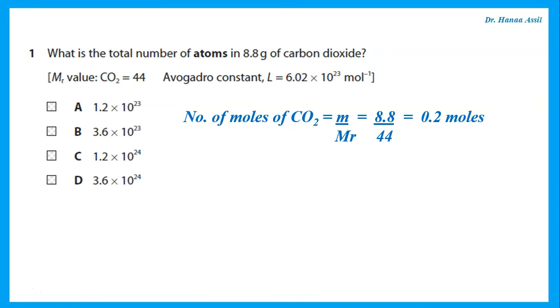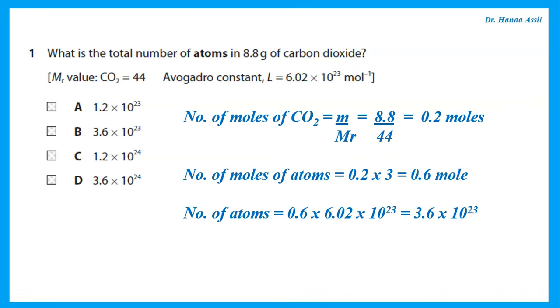We are asked for the number of atoms. Now, 1 mole of CO2 has how many atoms? 1 carbon, 2 oxygens, so 1 mole of CO2 has 3 atoms, and that means this number of moles we multiply by 3 to get the number of moles of atoms. Now we want the number of atoms. We multiply the number of moles by the Avogadro constant, and this gives this answer.